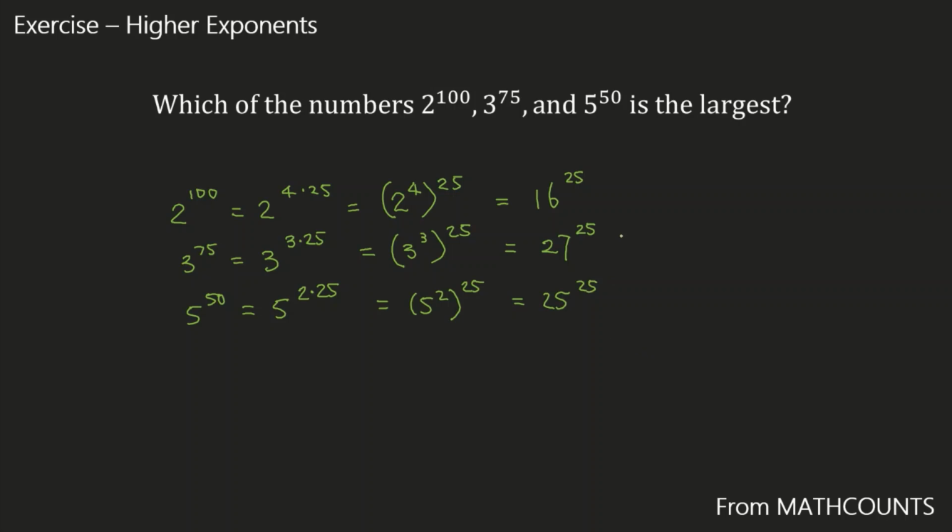Okay, so now you can see we converted these three numbers all to another set of numbers that have the same exponent, which is 25. So when numbers have the same exponent but different bases, the larger the base, the larger the number. Therefore, in this case, we have the largest base, which is 27. So that means 3 raised to the 75th power is the largest number among the three.